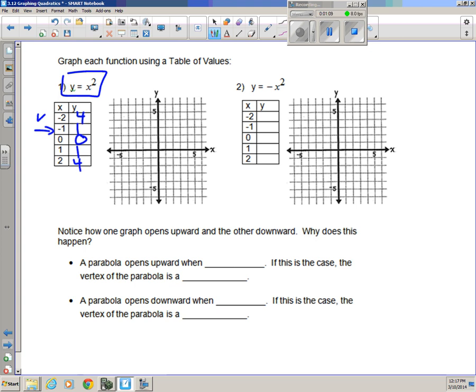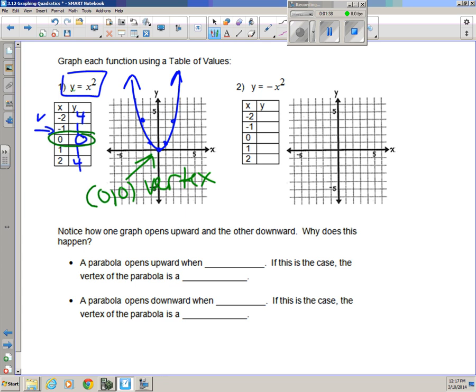2 squared is 4. If I'm going to graph these ordered pairs, I'd go -2, comma 4, plot a point, -1, 1, plot a point, 0, 0, plot a point, 1, 1, plot a point, and 2, 4, plot a point. This is my smooth U-shaped graph whose turning point is the vertex. This is our turning point. This would be my vertex, and my vertex happens to be 0, 0.